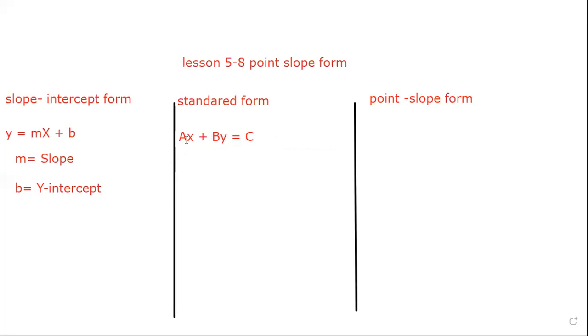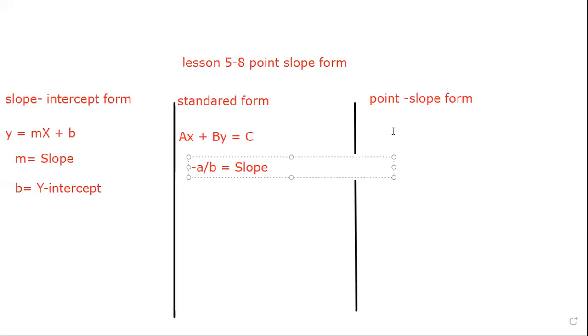How can we calculate the slope if we have it like this? Do you remember how we can calculate the slope? Negative a over b. Yes, thank you. Negative a over b. This is to calculate what? This equals the slope, right?